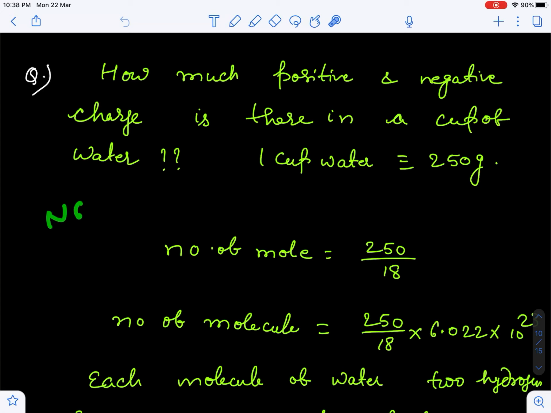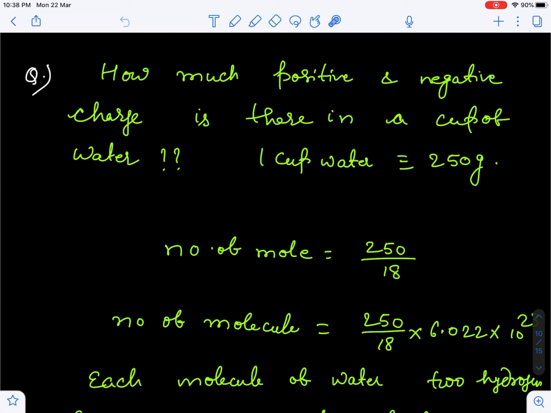This question is taken from NCERT. So guys, in this question it is given: how much positive and negative charge is there in a cup of water? This is the only question written in NCERT, but usually we can assume that a cup of water contains 250 gram of water, approximately.